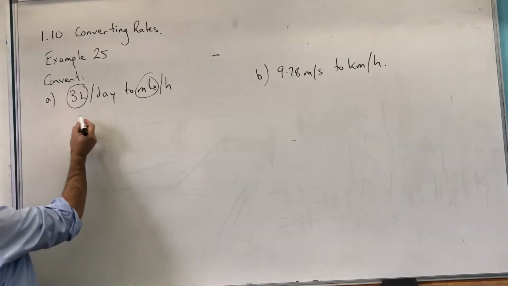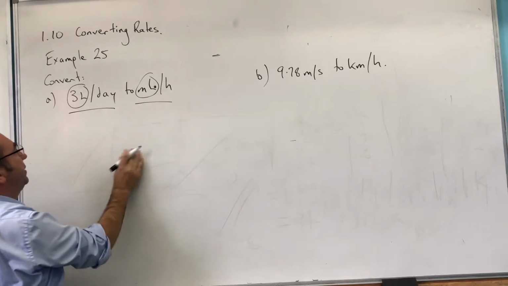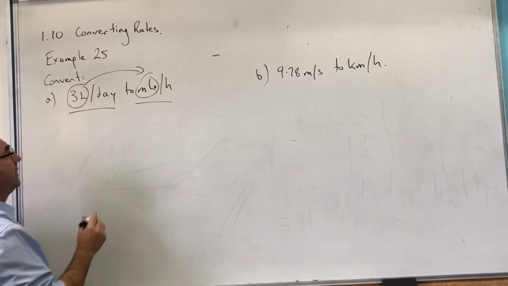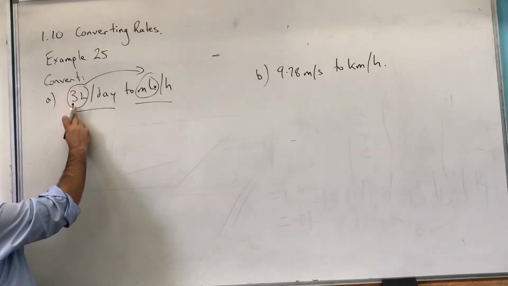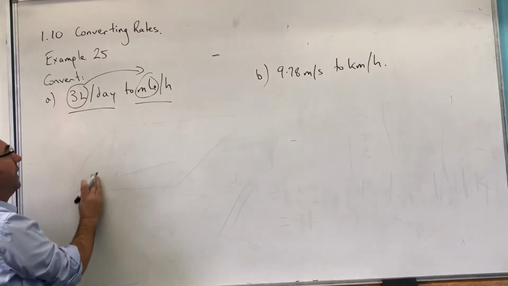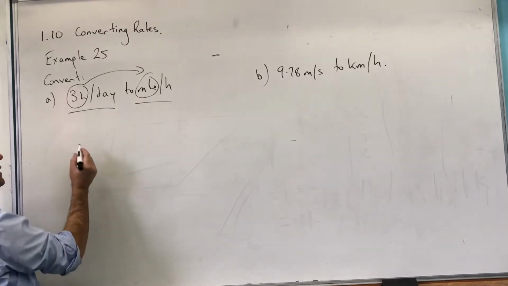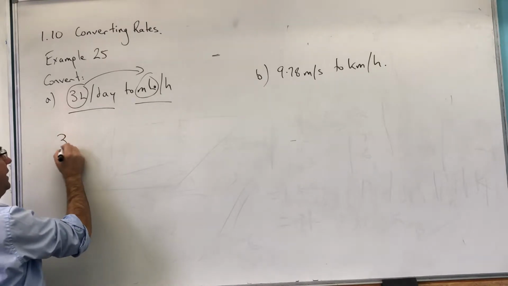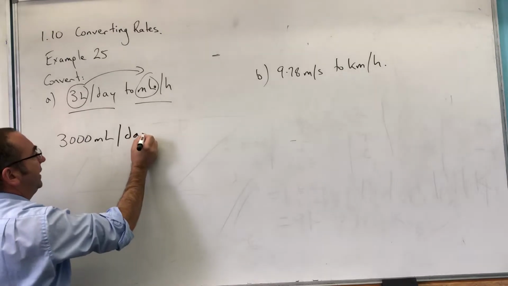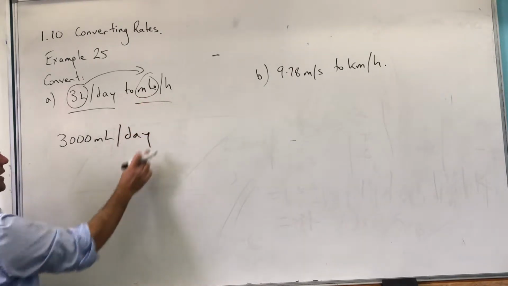So here we're being asked to convert 3 litres a day to millilitres per hour. So the first thing I'm going to ask is how many millilitres are in 3 litres? And we know that there's 1,000 millilitres in a litre, so that would be 3,000 millilitres a day that we're going to convert to millilitres per hour.